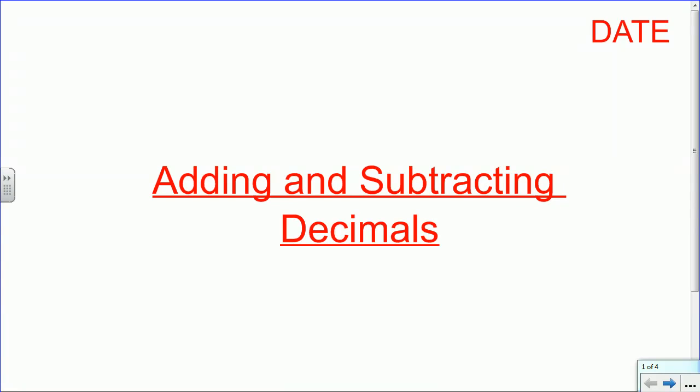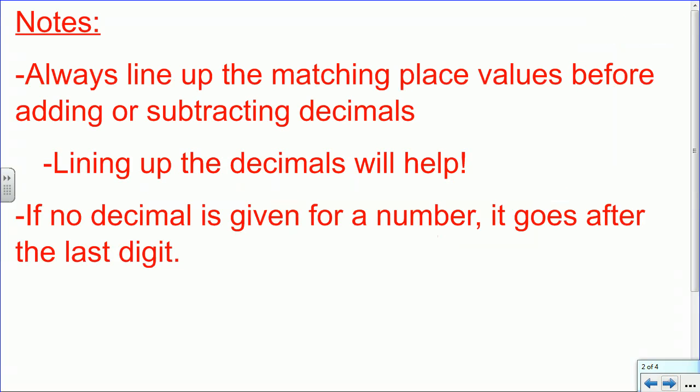All right, adding and subtracting decimals. Please put that title between the top two lines and put your date at the top. This may sound like a familiar topic, but I want to make sure that you understand the way that I explain it and the way that I'll be talking about it all year long. So let's take some notes as always.